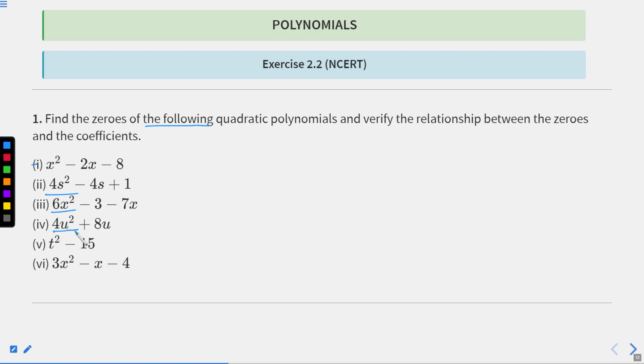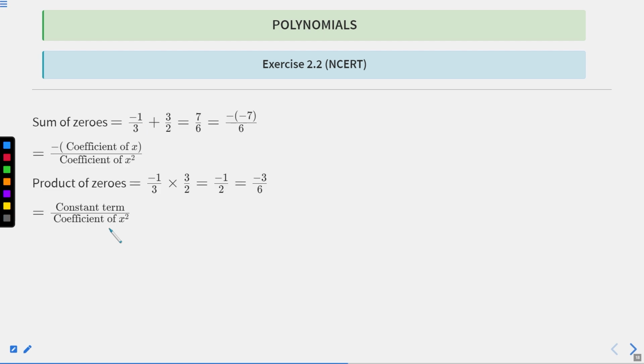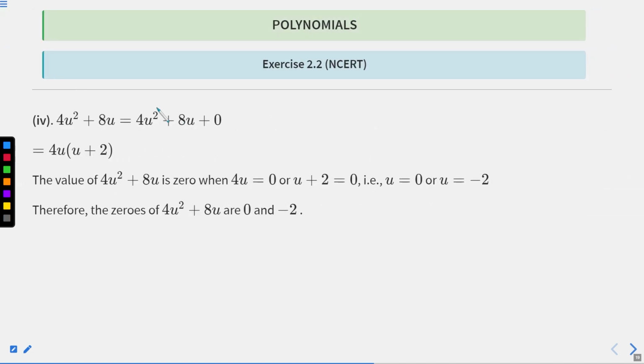So in the fourth quadratic polynomial, we have 4u square plus 8u. Okay, so let us see how we'll find the zeros of this quadratic polynomial first. Okay, so in the fourth one, we are given this quadratic polynomial 4u square plus 8u. Okay, and now if we rearrange this, then you can write this is equal to 4u square plus 8u plus 0.